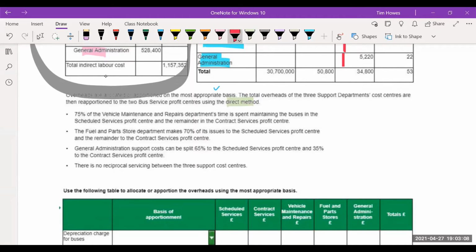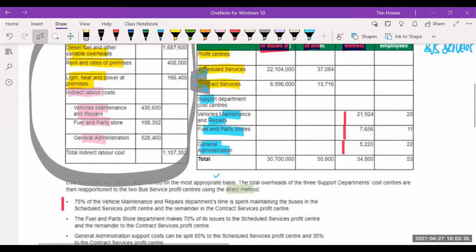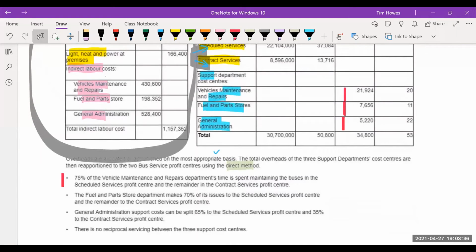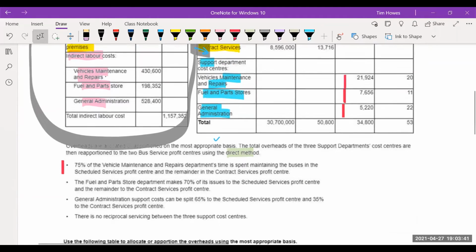So the first one, number 1, 75% of the vehicle maintenance and repairs time is spent maintaining buses in the scheduled services profit centre, and the remainder is in the contract services. So effectively it's saying you've got 2 different types of product. All right, it's a service, but let's call it a product, and 75% of that support division is spent on the scheduled services. 25% is the rest, obviously, spent on the contract services.